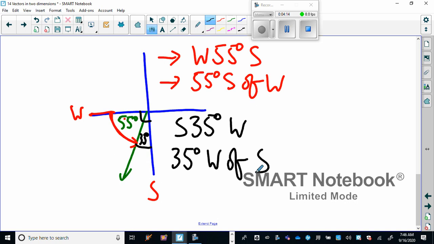All right, so those are the acceptable methods for labeling angles that we are going to use in Physics 20 and Physics 30. And again, I can't stress how important it is that you understand this. So do a lot of practice, make sure it's clear in your head.